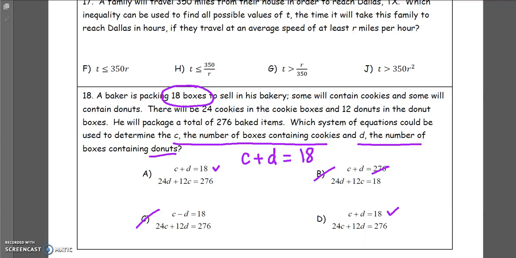And then the remaining problem says there will be 24 cookies in the cookie box and 12 donuts in the donut box. So 24 cookies, so that means 24 times the number of boxes of cookies, plus 12 donuts times the number of boxes of donuts is going to equal a grand total of 276 items. So on A we have 24D plus 12C. Well, that's backwards from this, so A is not it. D, we have 24C plus 12D equals 276. That would be the correct one.